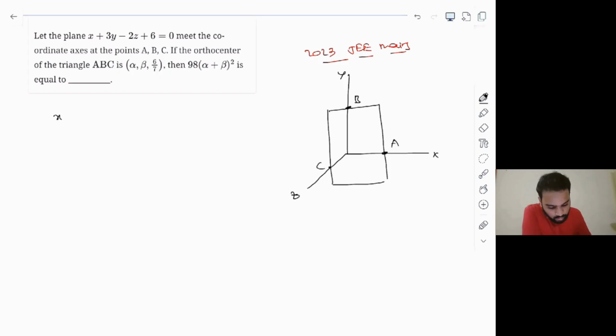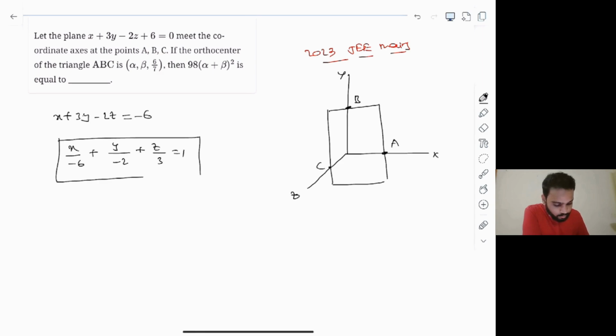So let's do that. I can write this equation as x + 3y - 2z + 6 = 0, which gives x + 3y - 2z = -6. So I can write this as x divided by -6 plus y divided by -2 plus z divided by 3 is equal to 1. So this is the equation of the plane here. I hope you are able to see this properly, and it is exactly in the intercept form.